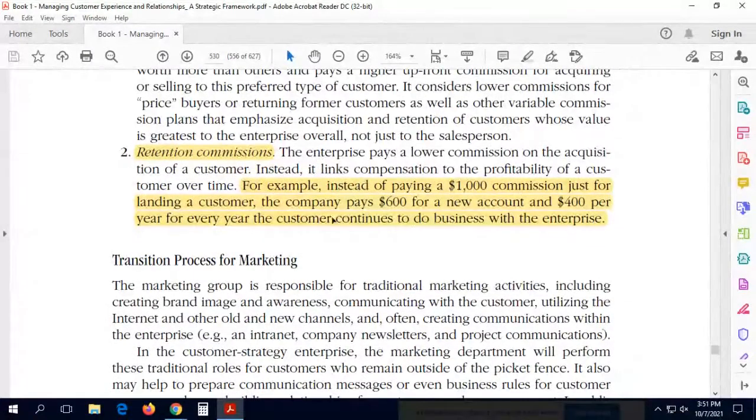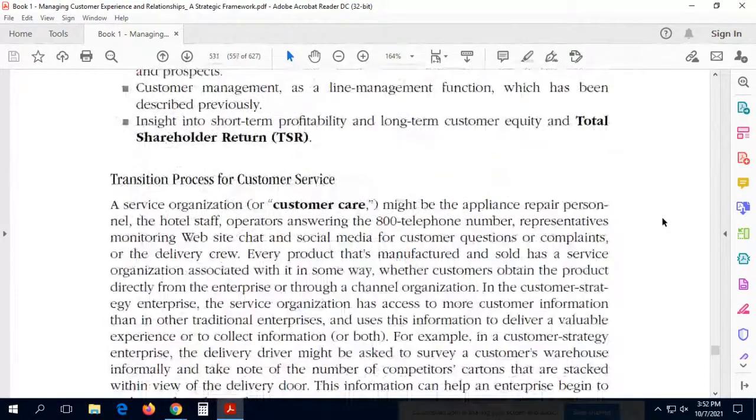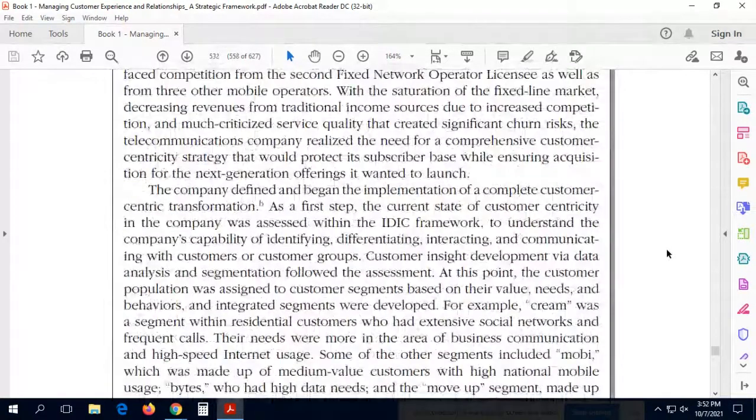Retention commission, and this is the same type of thing which I was trying to explain a little bit. For example, instead of paying a 1,000 commission just for landing a customer, the company pays 600 for a new account and 400 per year for every year the customer continues to do business with the enterprise. Whatever commission is given in the first instance, don't give all of that in the first go. Give them a little bit there, and then if they continue performing well, you can increase that distribution. They are calling it retention commission, so it's your ability to retain the customer. This is the same example I was trying to give a while ago using restaurants, but they are using some other example.